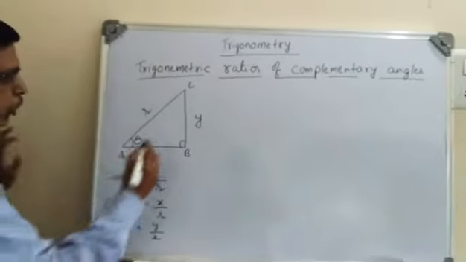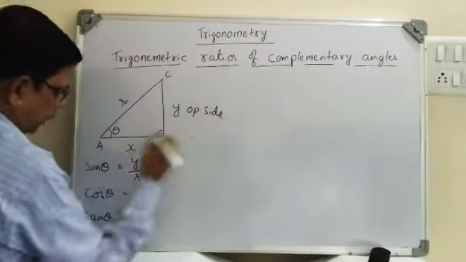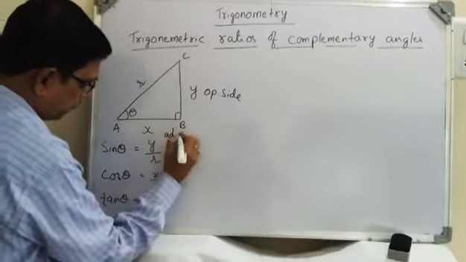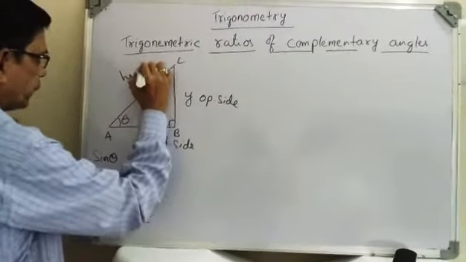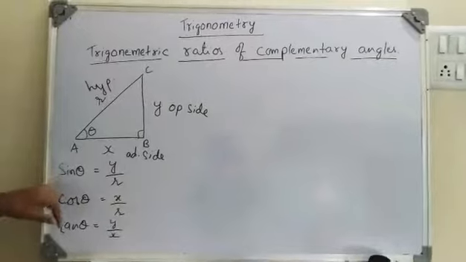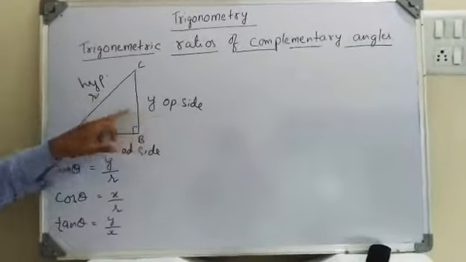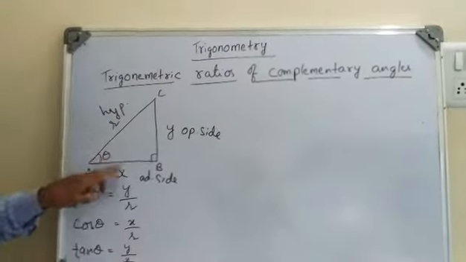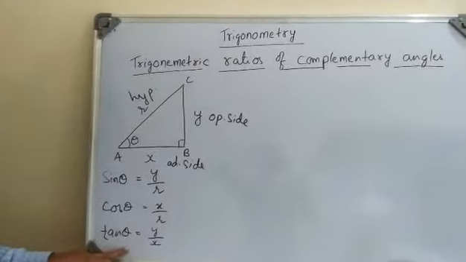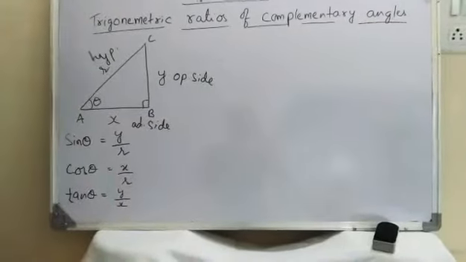Sin theta is equal to, this is the opposite side, this is the adjacent side, and this will be the hypotenuse. So sin theta is what? Sin theta is equal to opposite side by hypotenuse, that is y by r. Cos theta is equal to adjacent side by hypotenuse, that is x by r. Tan theta is equal to opposite side by adjacent side, that is y by x.